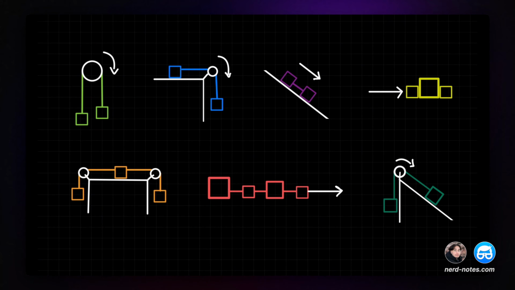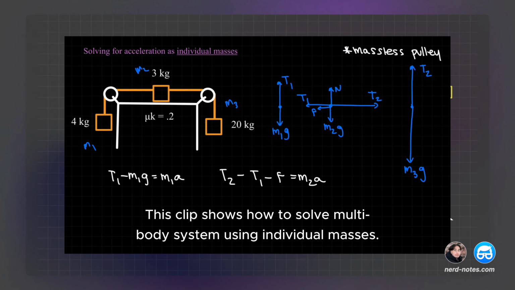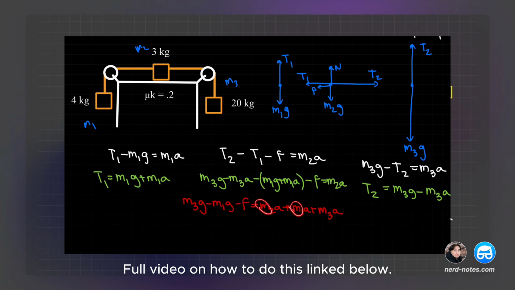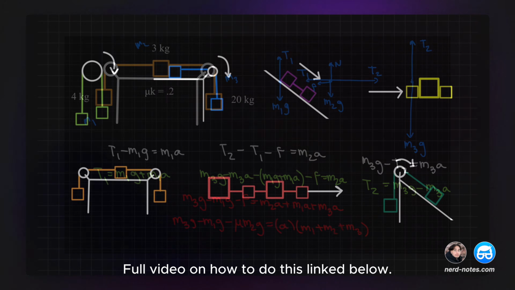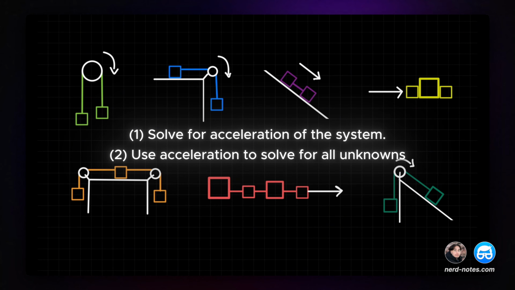Now, normally the way you solve these systems is you draw an FBD for each of them. You make an equation using those FBDs for each of them, put those equations together, you rearrange, and then you solve. That process is pretty tedious and it takes a long time. The method that we're going to use is we're going to first solve for the acceleration of the system. Once you have the acceleration of the system, that will allow us to basically solve for anything else very quickly.